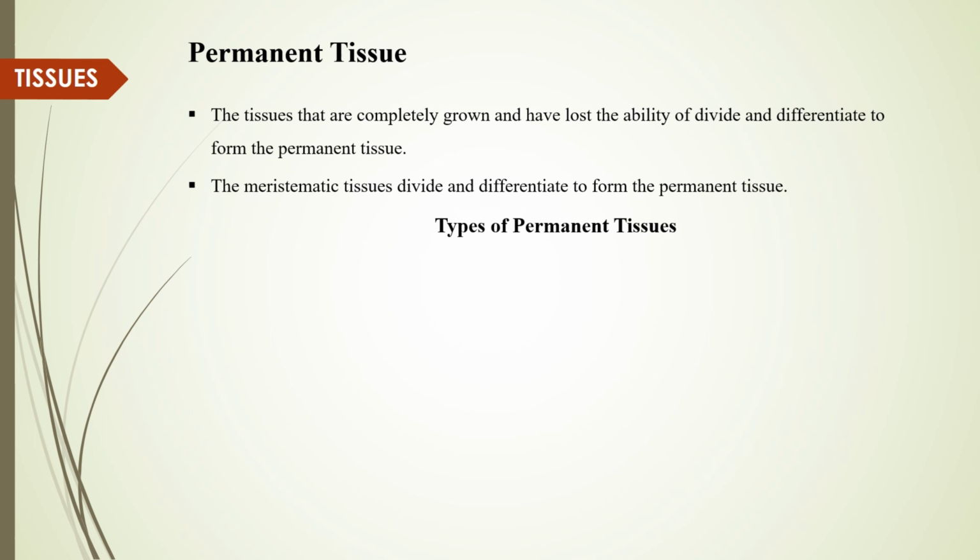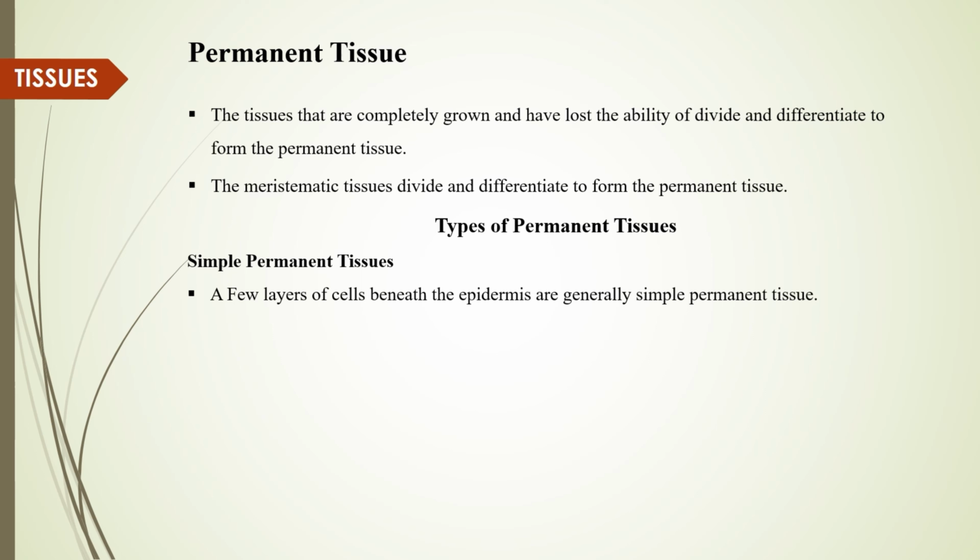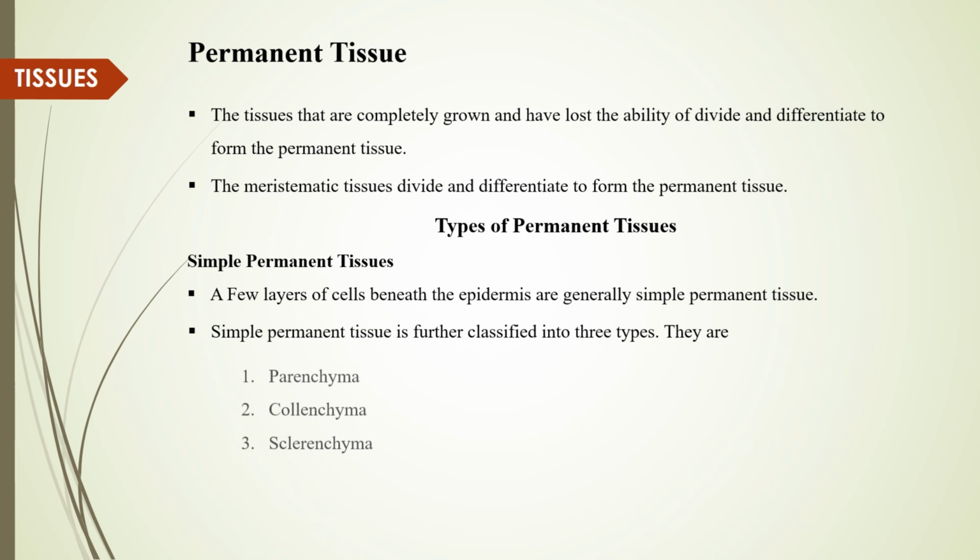Types of permanent tissues. First one is simple permanent tissue. A few layers of cells beneath the epidermis are generally simple permanent tissue. Simple permanent tissue is further classified into 3 types. They are parenchyma, collenchyma, sclerenchyma.